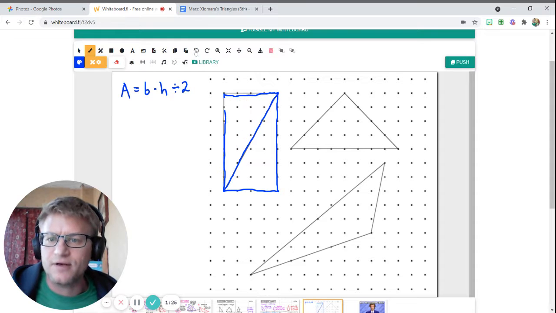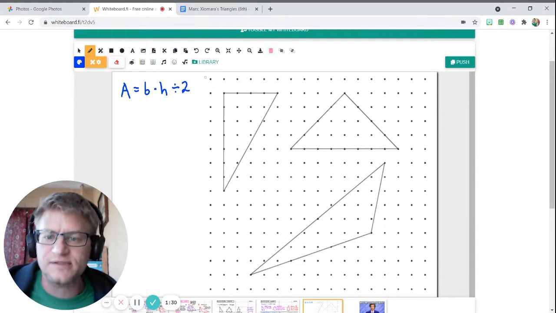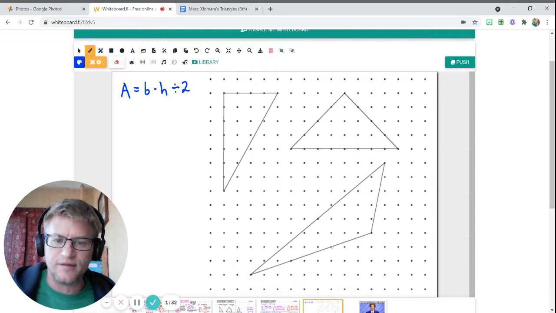Okay, now I want to talk to you about this problem. So our problem: Xiomara's triangles are these 3 triangles. What I ask you to do in the problem is solve for the area of this triangle. This would be the right triangle, right? And we know it's a right triangle because it's got a right angle here, 90 degrees. And then I ask you to find the area of the isosceles triangle.